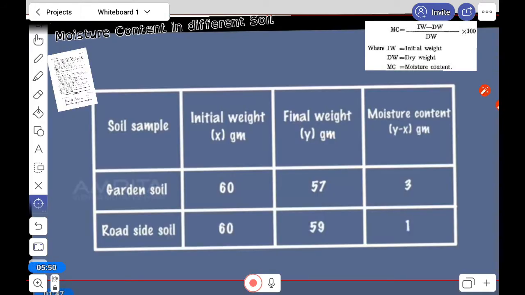So here is our data. The first one, garden soil: I have taken 60 gram, and this is the final weight we got after heating for a long time and cooling it. The weight is reduced, so 3 gram of moisture was contained in the 60. In another one we got 59, so 1 gram of moisture is there.